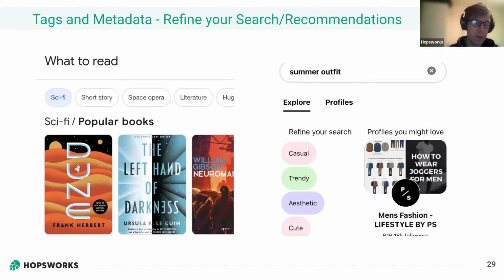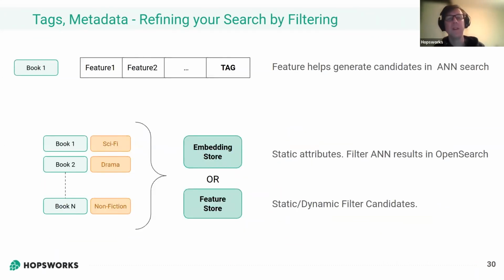We can add these attributes into OpenSearch, but the problem with that is it's just going to filter out the results that were returned. It's not going to generate new results. So there's a couple of different ways you can work with these filters. We saw already that in the embedding store we can have these static attributes, and we filter out the approximate nearest neighbor results.